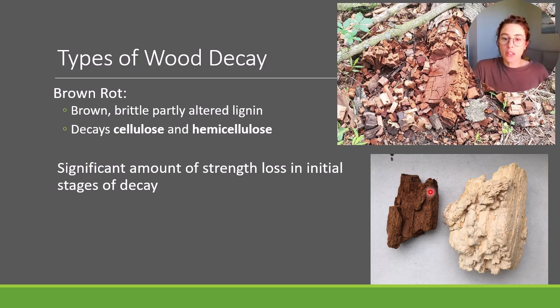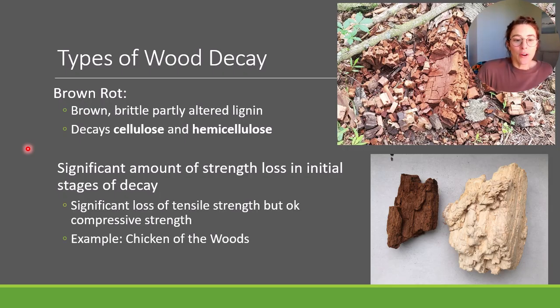Again, just visually, you can tell the difference between a white rot and a brown rot because the wood is brown. It also tends to be very crumbly. So remember, we're taking away the ropes, we're leaving behind the bricks. So a lot of the times, the wood just kind of looks like a bunch of crumbly bricks. All right. Now, when we have our strength loss in general, we have that cellulose taken away, so we lose a lot of our tensile strength, but we have okay compressive strength. Again, in advanced stages, it kind of loses both. And a great example of this one would be the chicken of the woods.